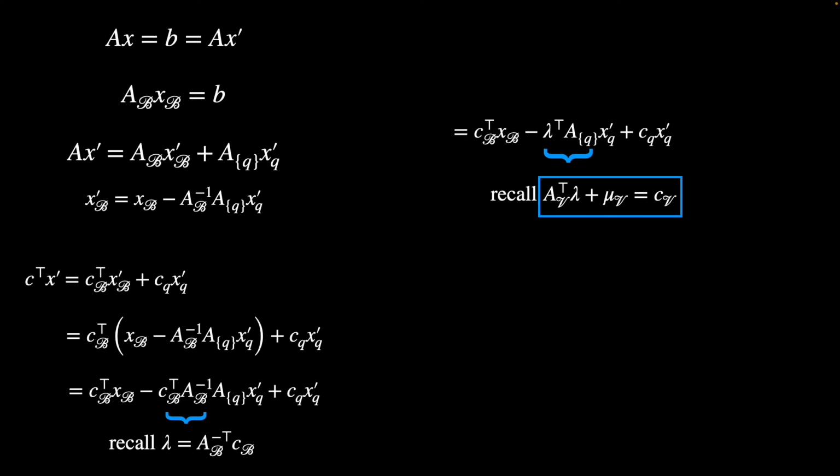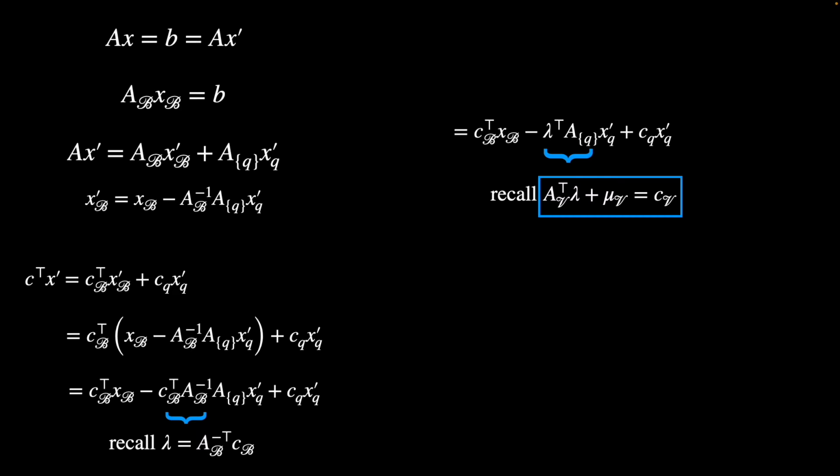And all we've done is include here lambda transpose. Now we have one more substitution that we can make here. Recall from what we saw before with writing the first order necessary conditions in terms of our partition, we saw that we had this expression for the stationarity condition. And notice that this is in terms of all of the free variables.